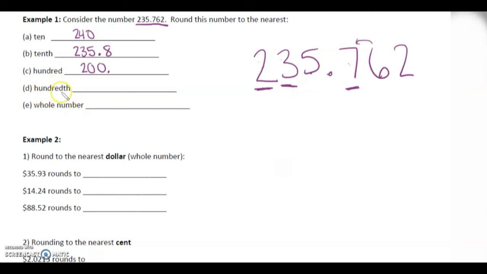Okay, the hundredths place is going to be the 6. So look to the right of the 6. We have a 2. We're going to round down, so the 6 remains. 235.76. Okay, and the whole number is this 5. Look to the right of the 5. We have a 7. So we are going to round up. So that 5 changes to a 6.